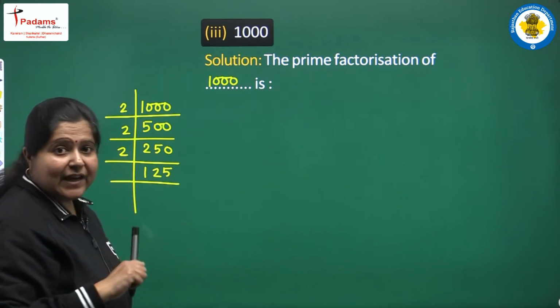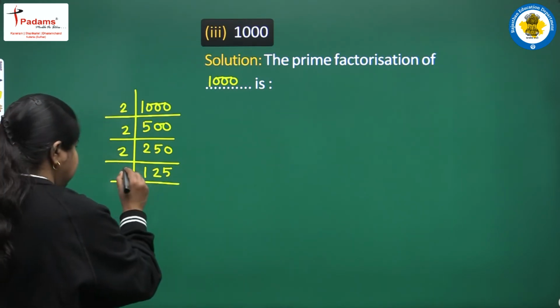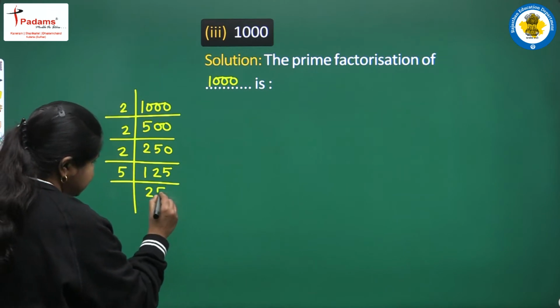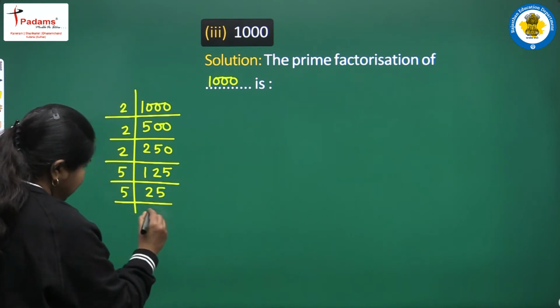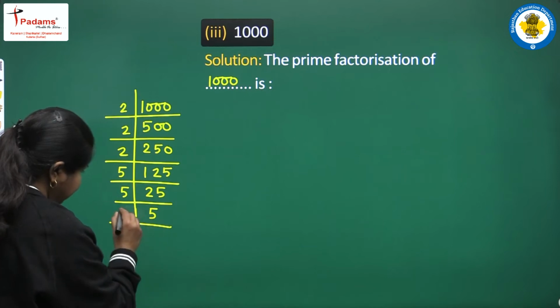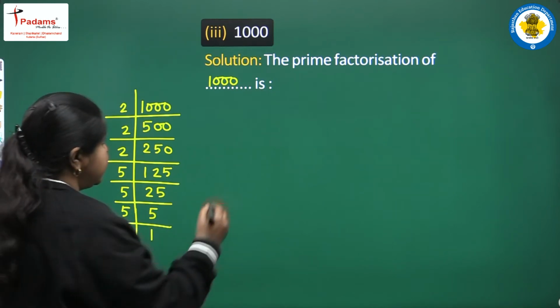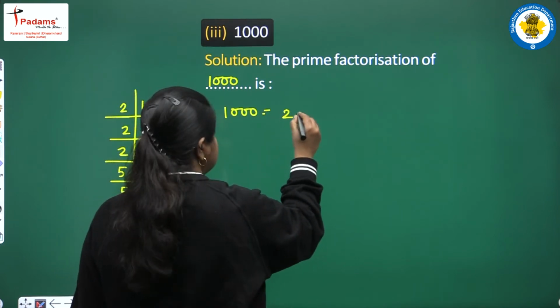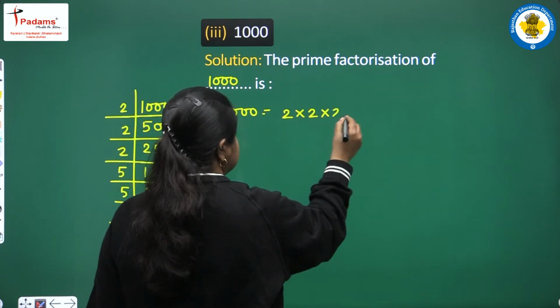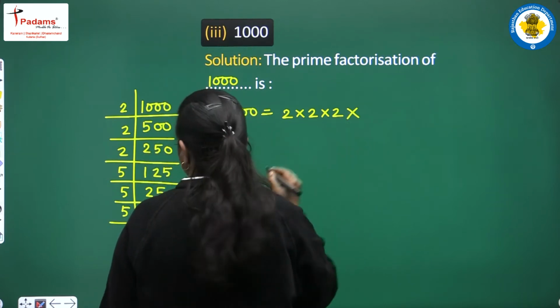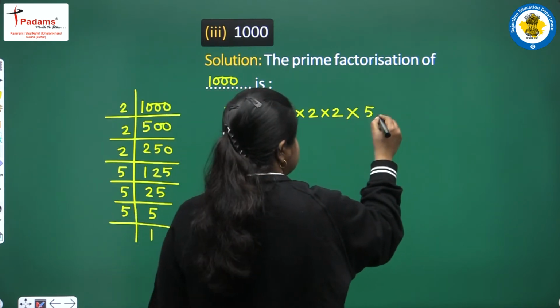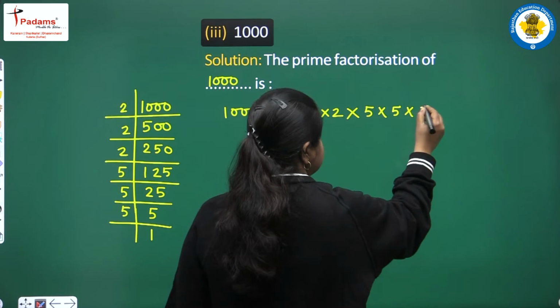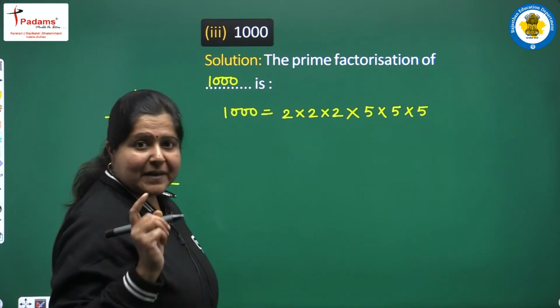Now 125 is 5 cube, so we divide by 5. It will go 25 times, again 5 5s are 25, and then we have 5 1s are 5. Let us write it here. 1000 is equal to 2 into 2 into 2, and we have 5 also 3 times, 5 into 5 into 5. Let us now form the triplets.